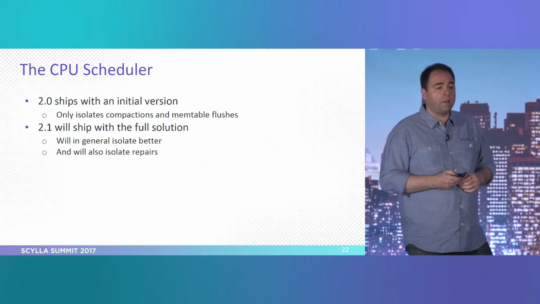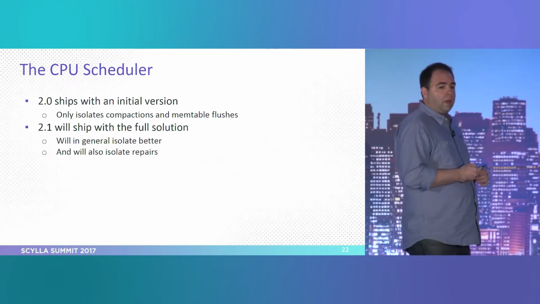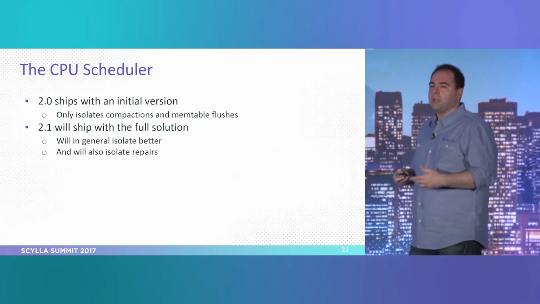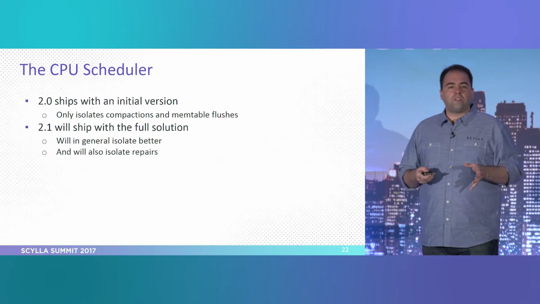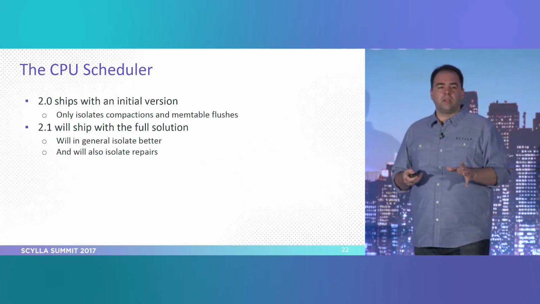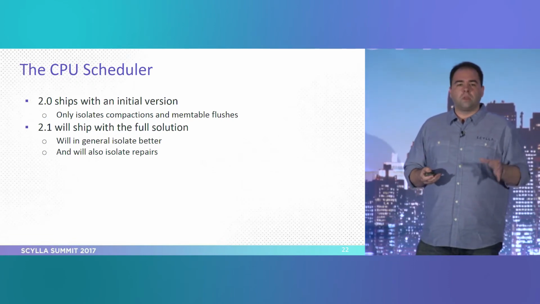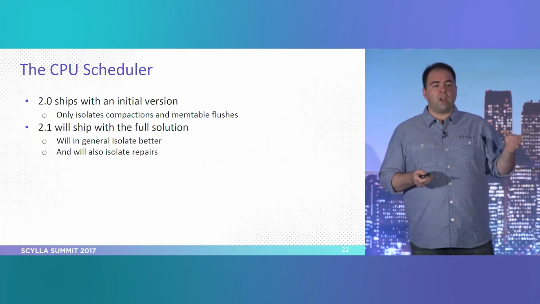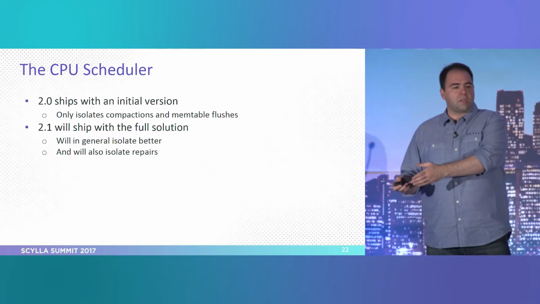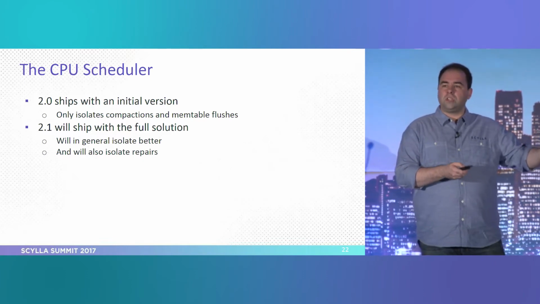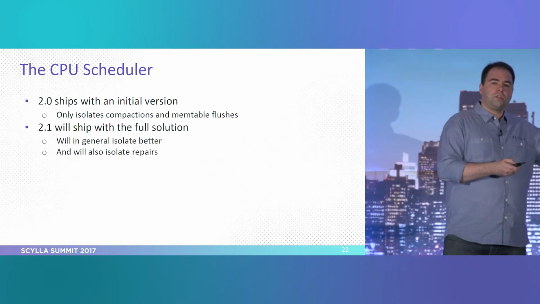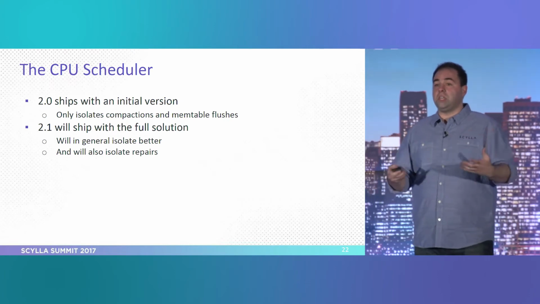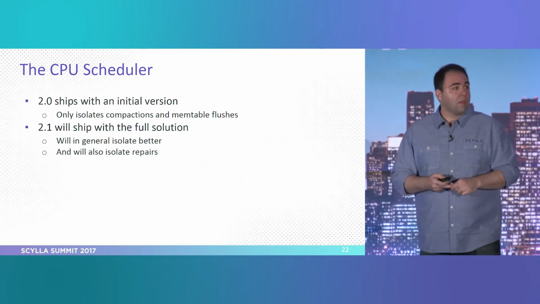2.0 ships already with a CPU scheduler. It is an initial version, not complete. We're hoping to have the complete thing in 2.1. The 2.0 version is able to isolate at the CPU level compactions and memory flushes from the foreground requests. So if you have a compaction that is now not bottlenecked by the disk, before 2.0 you would see that maybe dominating the CPU. In 2.0, they're bounded as well. And the scheduler will guarantee QoS in that thing as well.